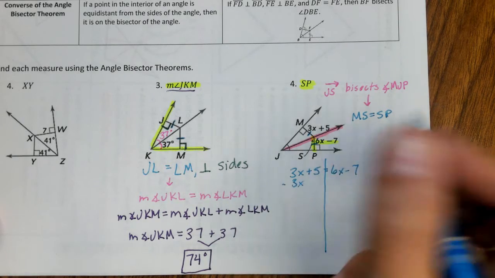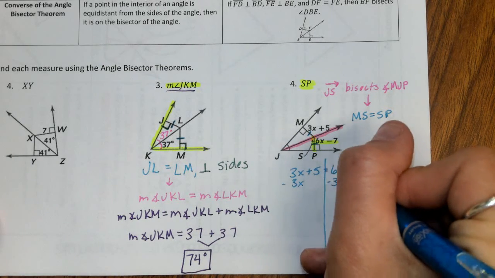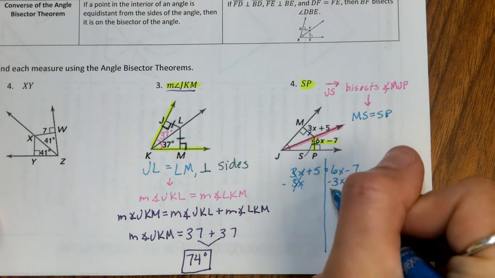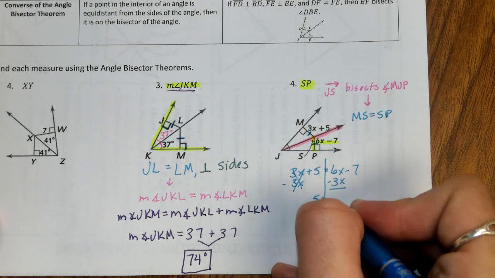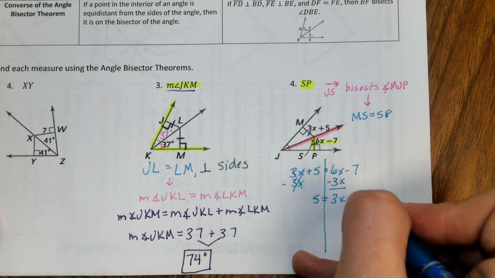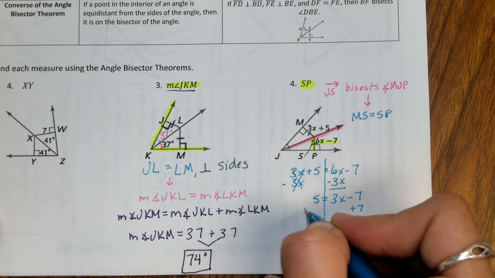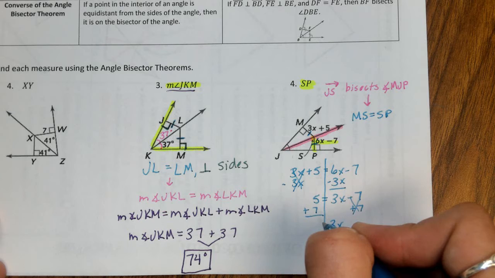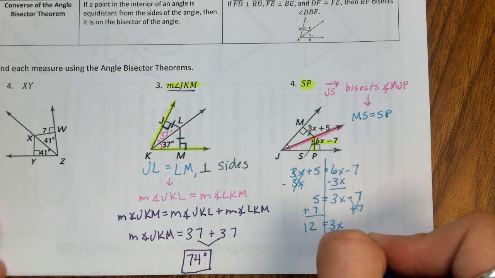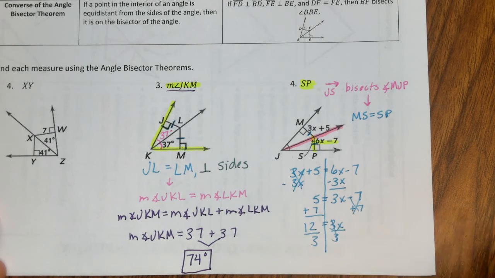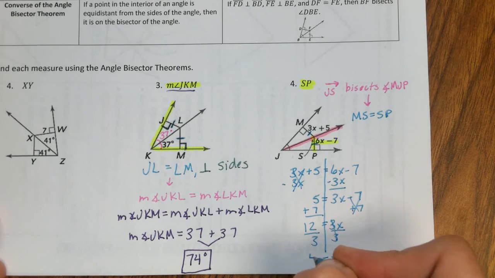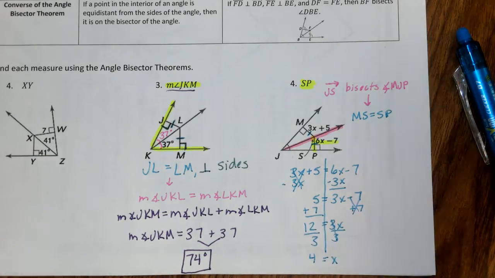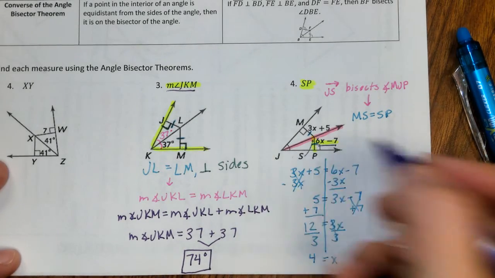So here, after you've paused it, we're going to subtract that 3x from each side. We're going to have 5 equals 3x minus 7. We're adding that 7 to give us 3x is equal to 12. Finally, dividing, x is going to be 4. Now remembering that we're not done, we need to substitute in.